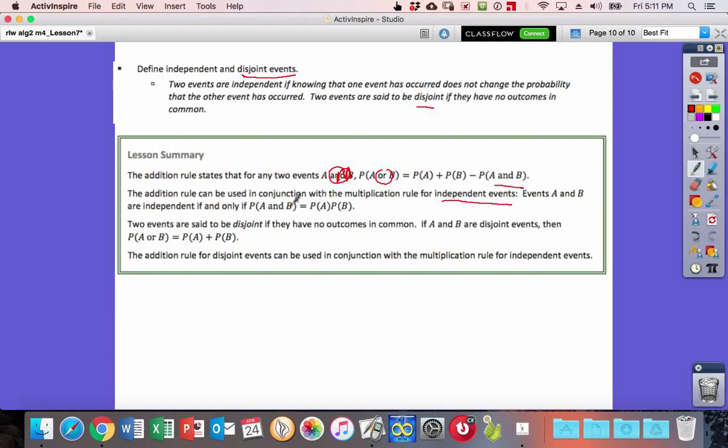The addition rule can be used in conjunction with the multiplication rule for independent events. Okay, so if and only if the probability of A and B is equal to probability of A times the probability of B. Two events are said to be disjoint if they have no outcomes in common. And the addition rule for disjoint events can be used in conjunction with the multiplication rule for independent events. That's what we covered in this lesson.